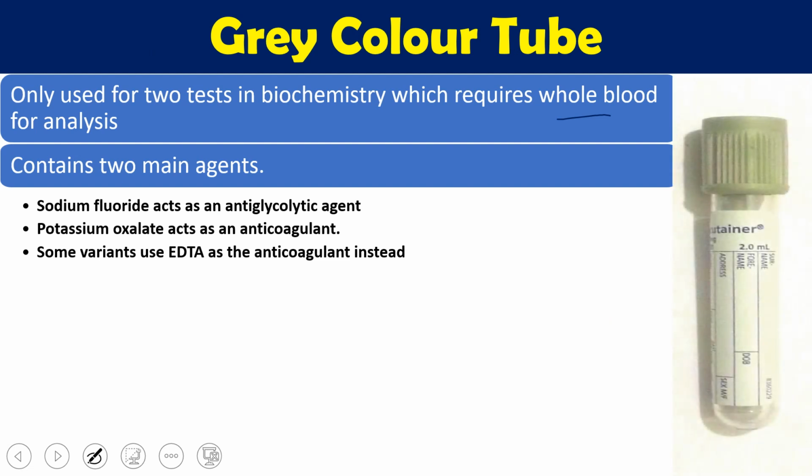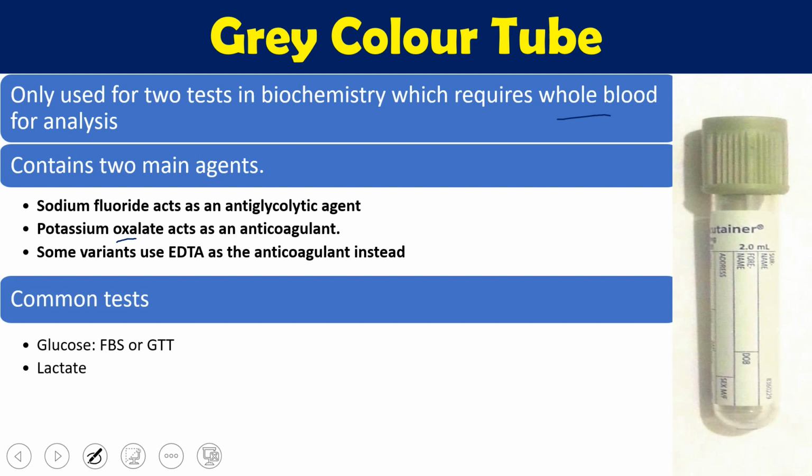The second one is either potassium oxalate used as an anticoagulant, or sometimes EDTA as an anticoagulant. So we require one antiglycolytic agent and a second one, the anticoagulant agent. Most commonly oxalate, but sometimes EDTA also. This anticoagulant, whether oxalate, is going to chelate calcium only, like EDTA or citrate. So the same mechanism is there, by calcium chelation.